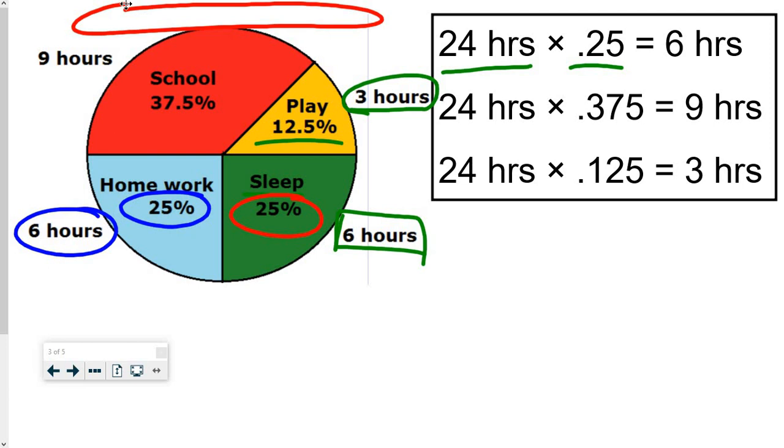And you can see on the graph how a quarter of it, that part, is a quarter of the graph.